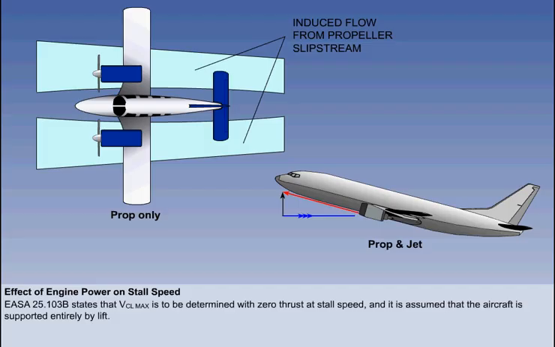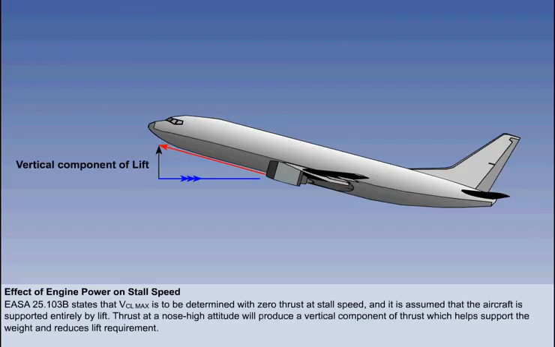Regarding engine thrust, the EASA Regulation 25.103b states that VCLmax is to be determined with zero thrust at stall speed, and it is assumed that the aircraft is supported entirely by lift. If thrust is applied close to the stall, the nose-high attitude will produce a vertical component of thrust, which helps to support the weight, and less lift is required.